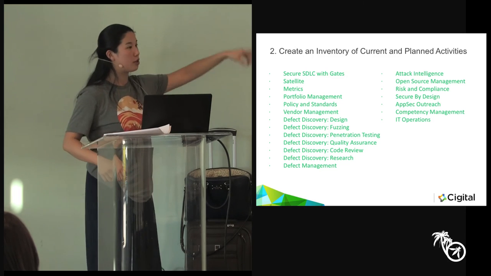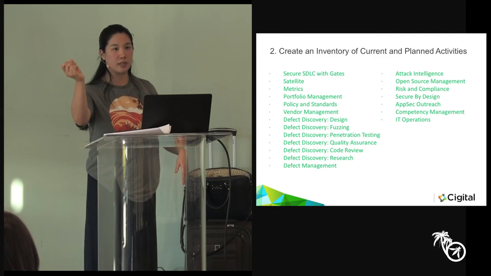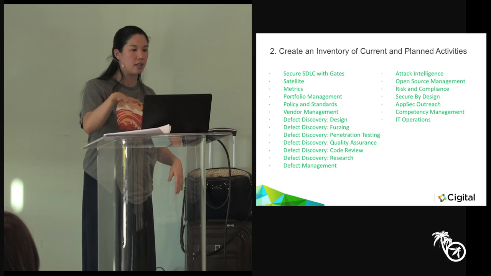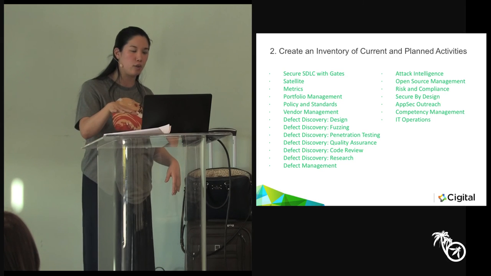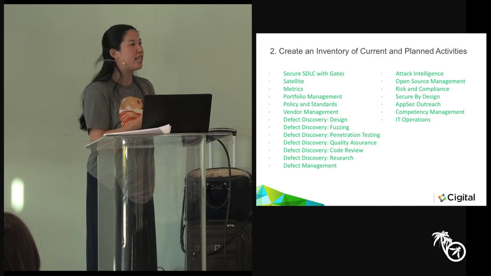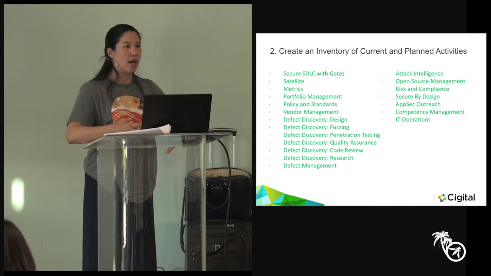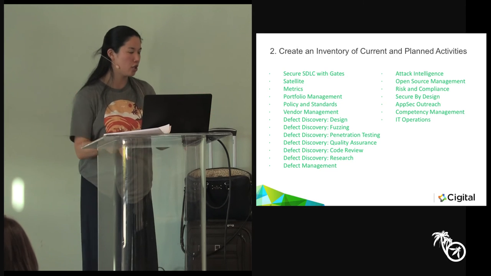So you could look at this page and say, I have a secure SDLC with gates. I don't have a satellite. I don't have metrics. I don't do portfolio management. Well, I do this. I don't do that. There are these gap analysis approaches to say, do I have controls coverage?